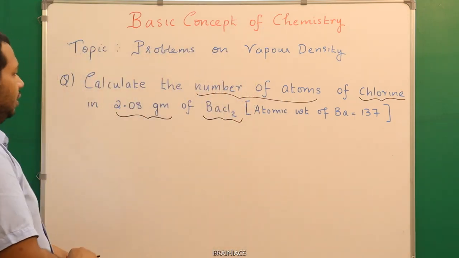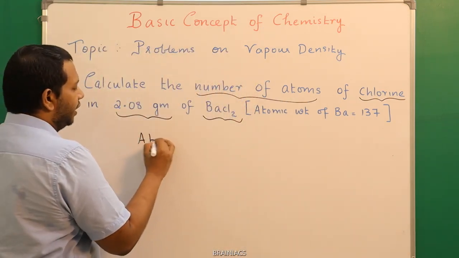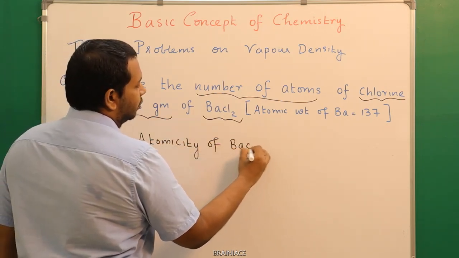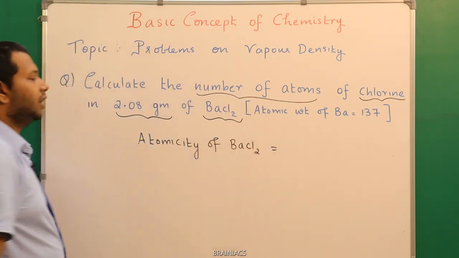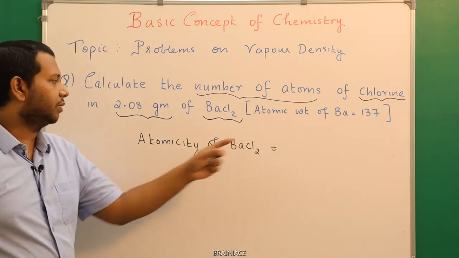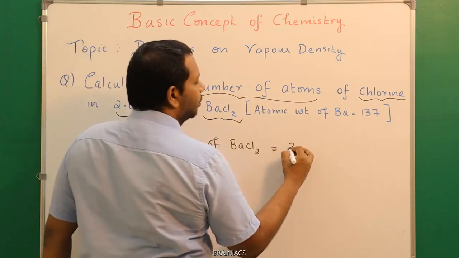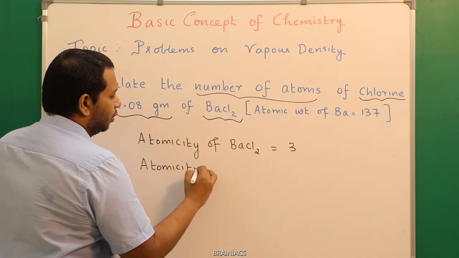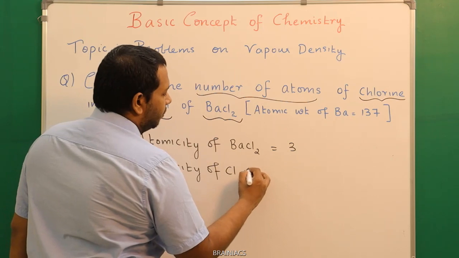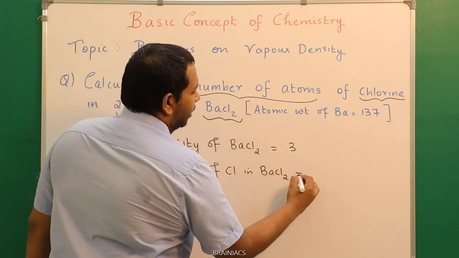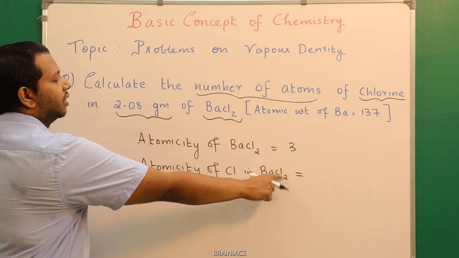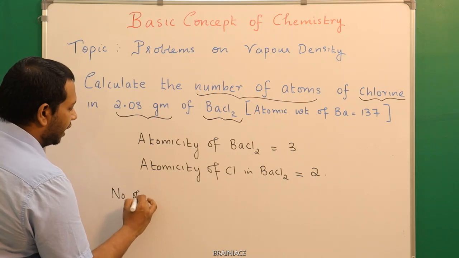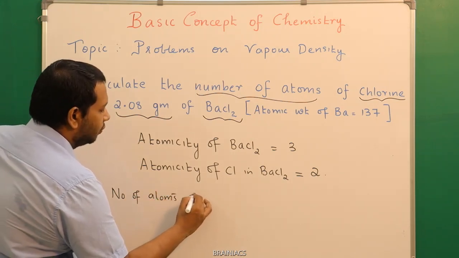Anything is okay. So we say atomicity of barium chloride. Atomicity means the total number of atoms in one molecule of barium chloride. One barium and two chlorine. So I say atomicity is 3. Now atomicity of chlorine in barium chloride. Tell me, in one molecule of barium chloride, how many chlorine atoms are there? 2.